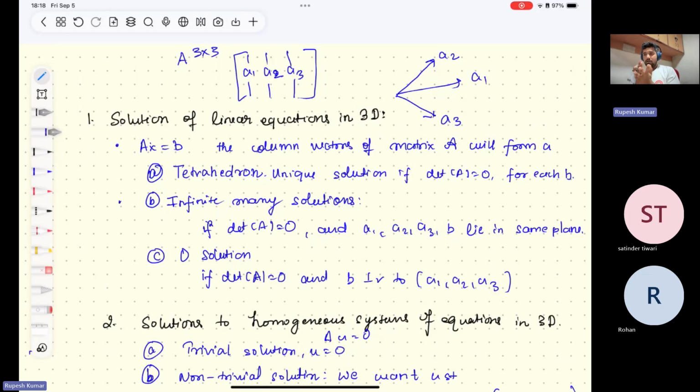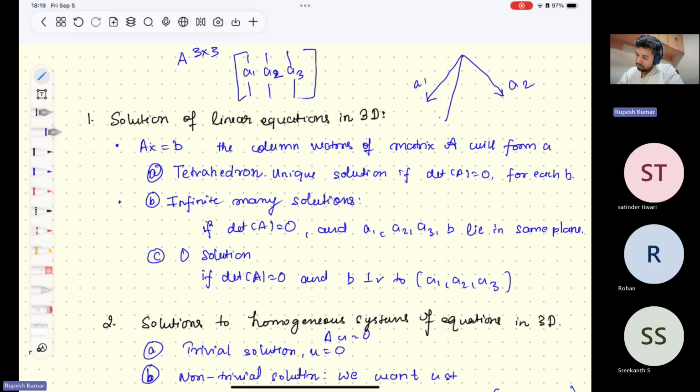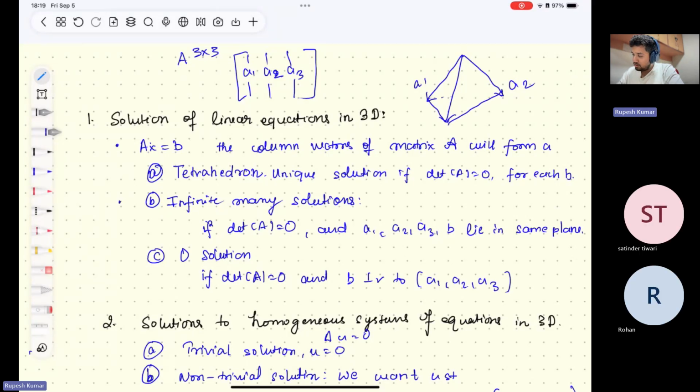When you take unit vectors along these three vectors and try to join them all to form some sort of polygon, some sort of volumetric object, you will find that it forms a tetrahedron, right? So let's make it more intuitive. Let's say this was A1, this was A2, and this was A3. When you join these unit vectors, you get this kind of structure, which is also known as a tetrahedron.